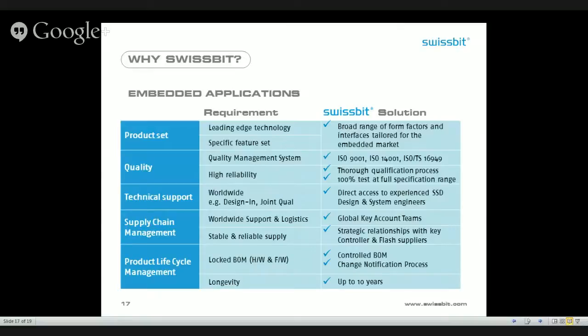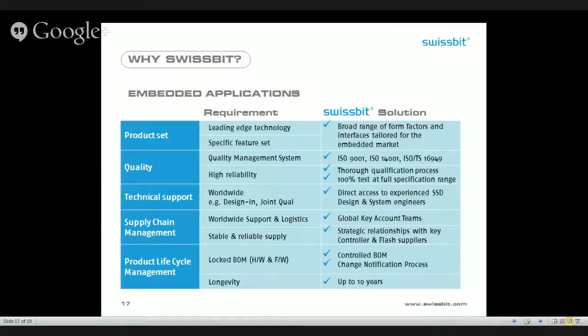Technical support is a key one in the embedded applications. Technical support is really required worldwide, not only from a design end, but also after the design end and in the sustaining phase of the life cycle. At Swissbit, we offer direct access to our SSD engineers and system engineers, so that it's engineer to engineer and there's no middleman in between that.